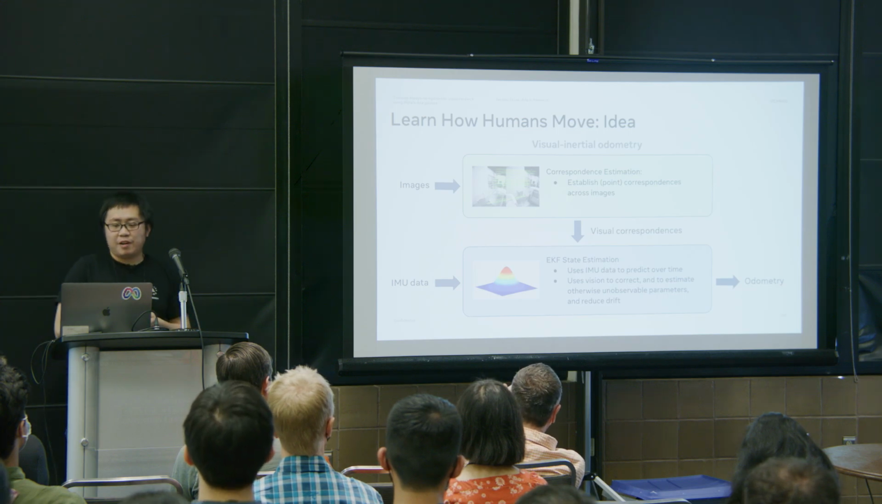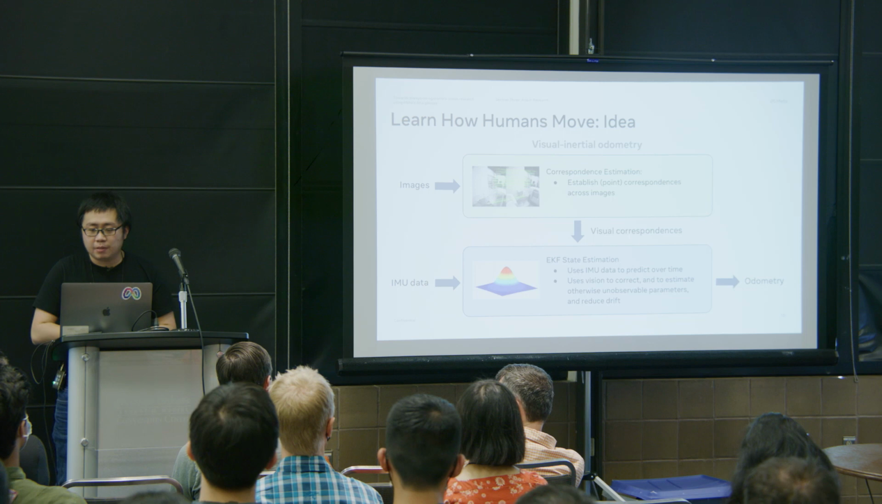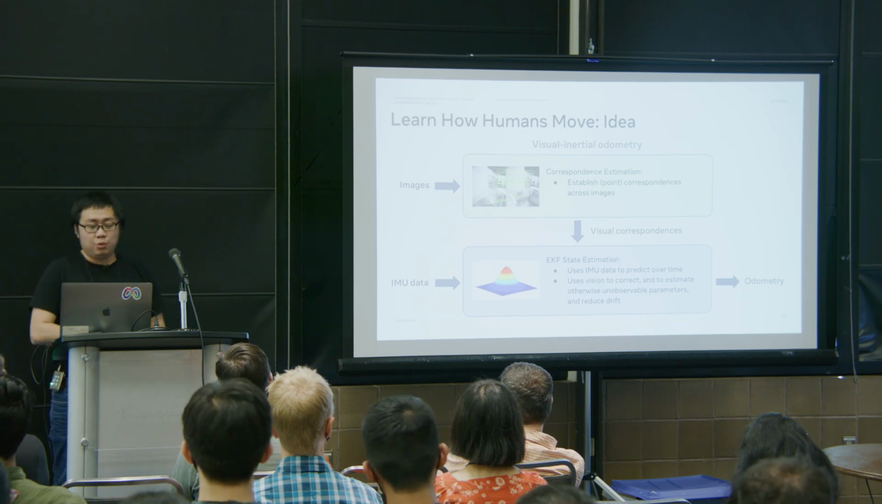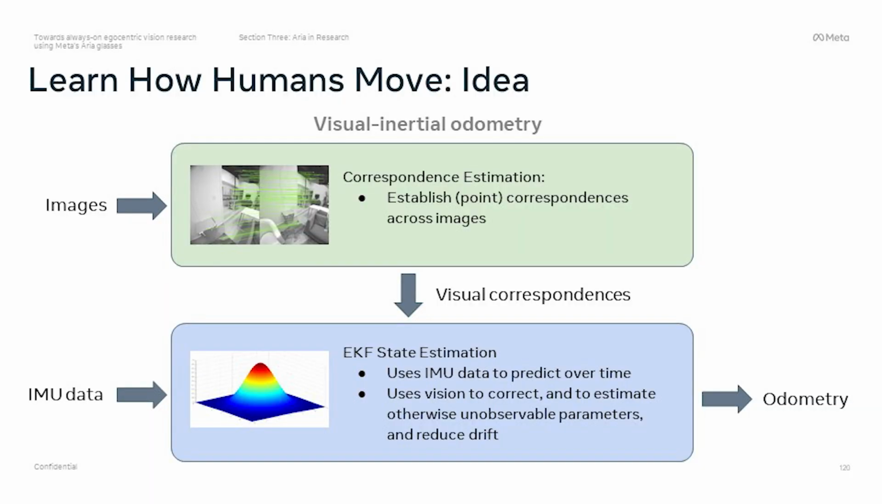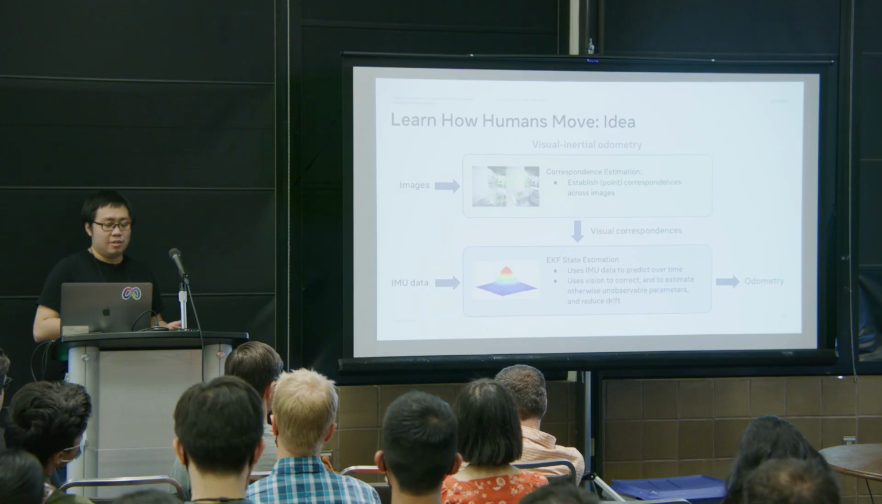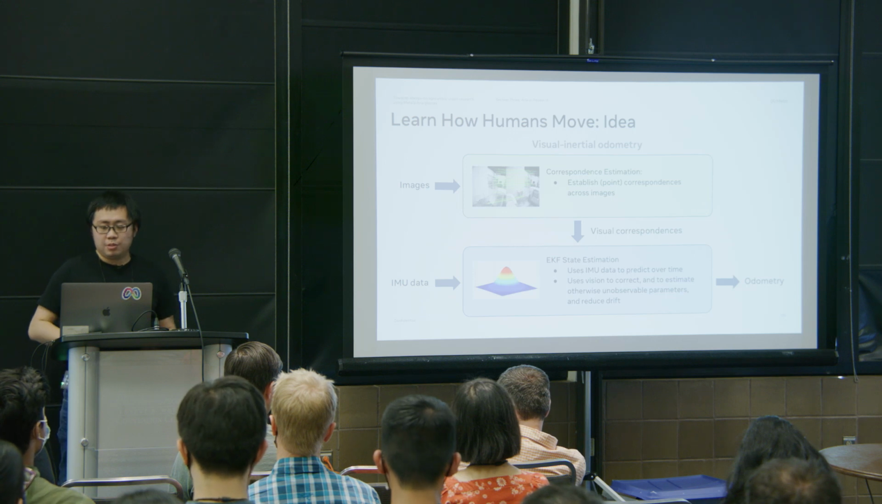Next, other than the handcrafted prior, like the elevator case I mentioned, I will show how machine learning can be used to learn the motion prior. Most modern visual inertial odometry methods have two major components: an image processing block, which extracts visual correspondences, and also a state estimator like a Kalman filter, which uses IMU data to predict over time and uses the visual correspondences to correct the estimate. The extra information from vision is very important to this inference because of the existence of unobservable states, and this visual information is also very helpful to reduce long-term drift.